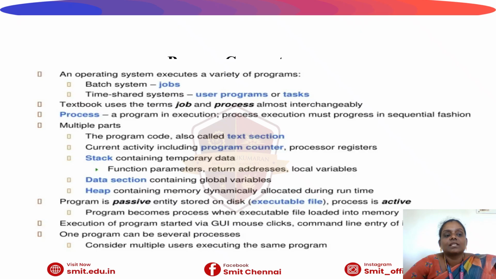A real-time example: a program is the WhatsApp application installed in your phone, and the process is the application, WhatsApp, running when you open it. If you open Chrome, YouTube, WhatsApp, each one is a separate process.